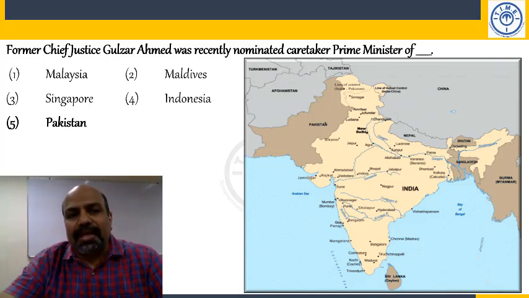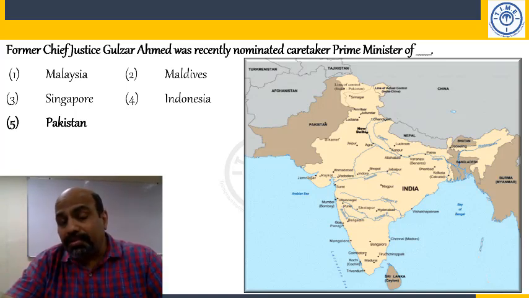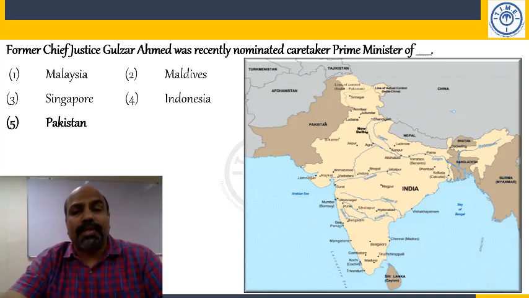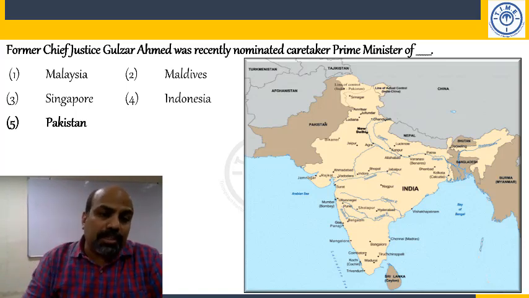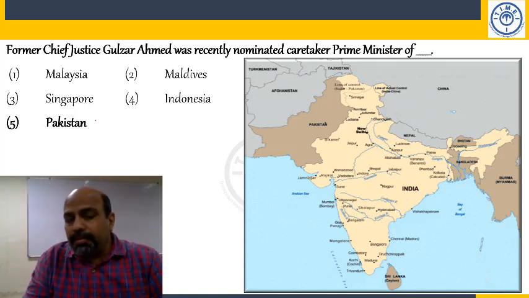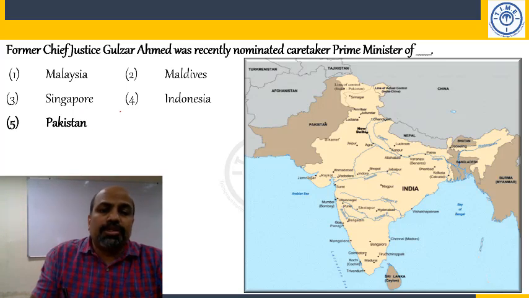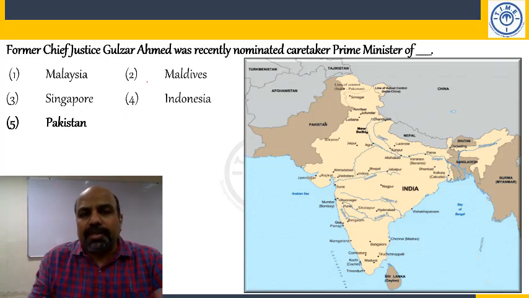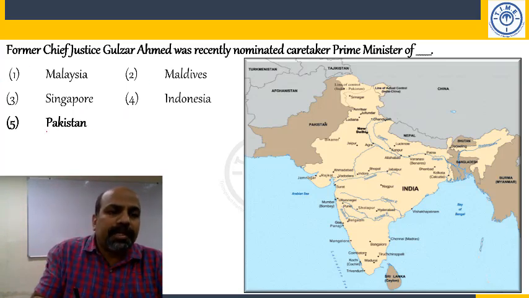Former Chief Justice Gulzar Ahmed was recently nominated caretaker Prime Minister of, it's mentioned as Pakistan. Well, that's true, but then you have to understand that Pakistan now has a full-time Prime Minister, Shehbaz Sharif. So I'll tell you a bit about Pakistan today. Usually we discount this country, we don't look at it in a detailed way.